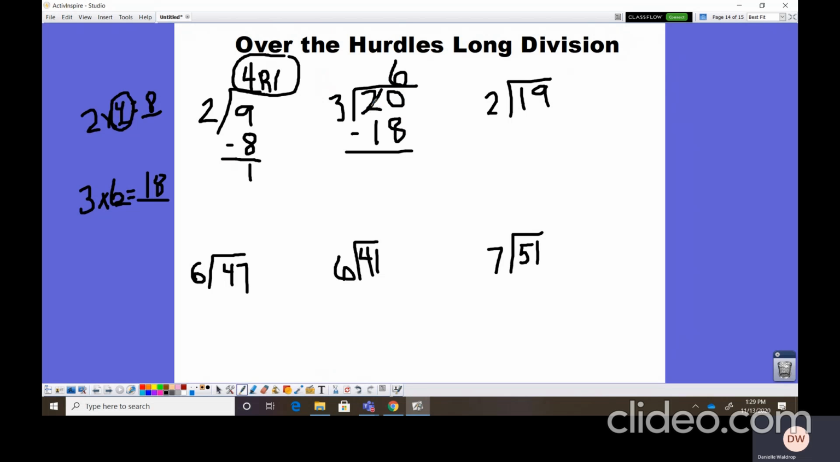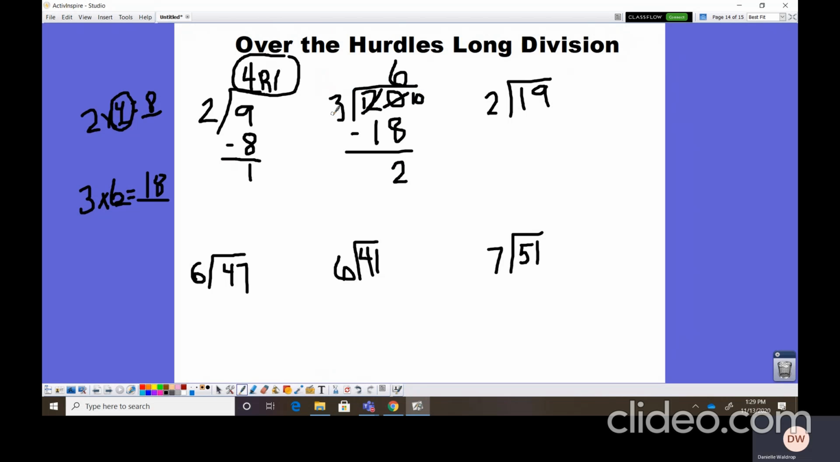So if I have 2 and I borrow 1, I'm going to be left with 1. This one then becomes a 10. You give that 10 to the 0, and then you can subtract because the bigger number is on top. 10 minus 8 is 2.